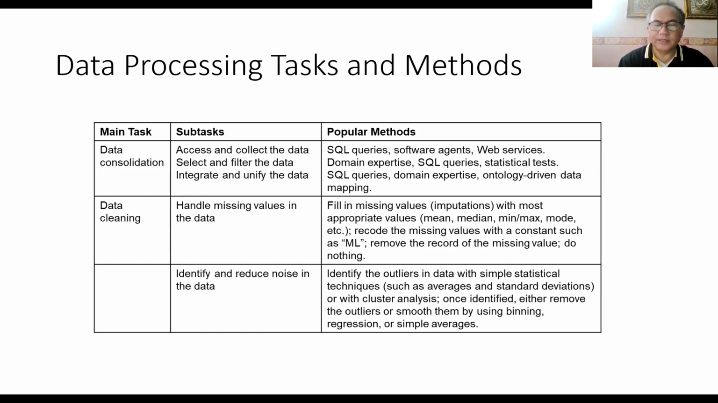And then for data cleaning, there are two ways. You can handle missing values in the data. You can fill out the missing values with the most appropriate values or recode them. Or you can identify and reduce noise in the data. You identify the outliers in the data with simple statistical techniques, and once identified, you remove the outliers using binning. Binning is a bin for a range. We will cover that later.